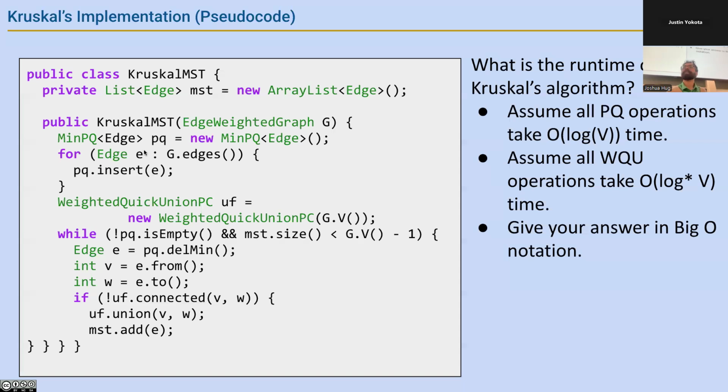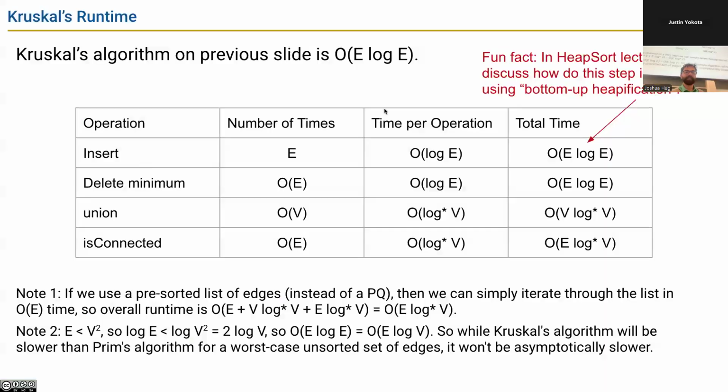What do you think? So you insert E edges into a priority queue, and each one takes big O what time? Log E. So this step right here is E log E, and that turns out to be your bottleneck. Just even inserting the edges at the beginning is going to take a bunch of time. There's the whole table if you want to work through it later, but just inserting and deleting the edges will take you E log E time, and then the union and is connected operations will be relatively quick.